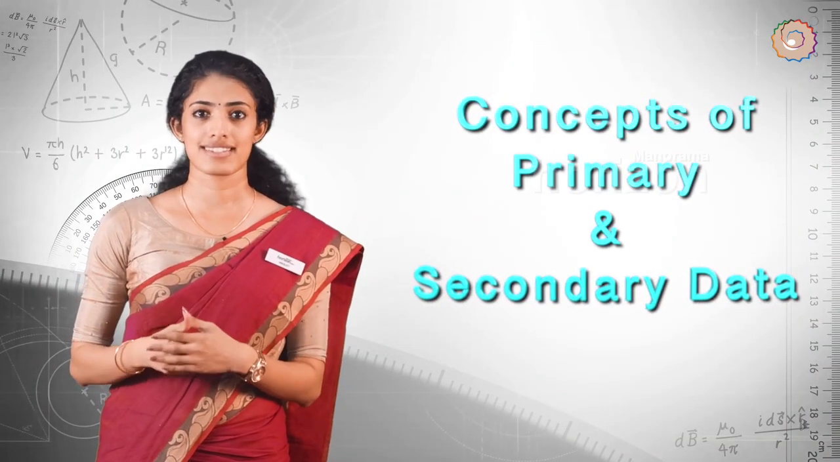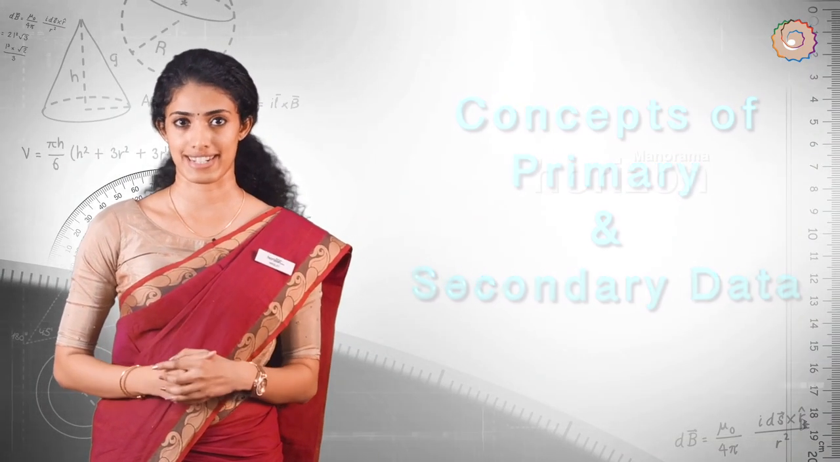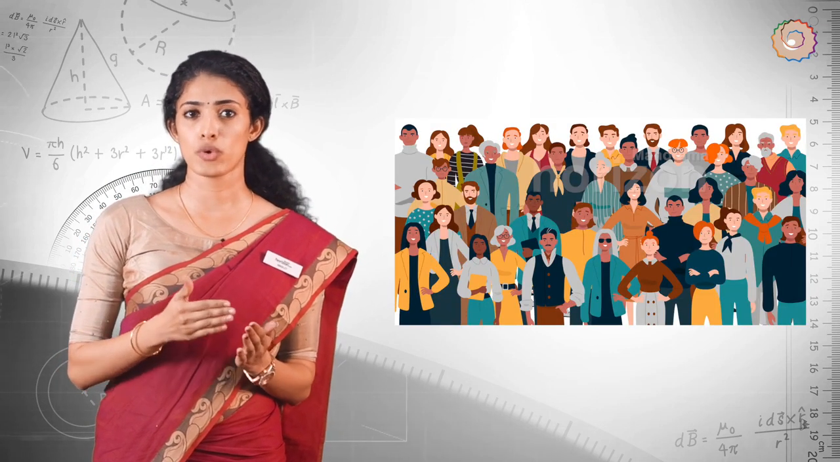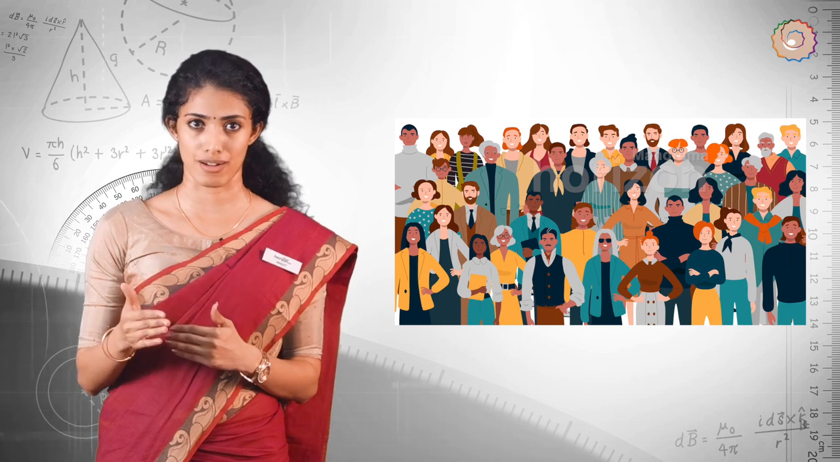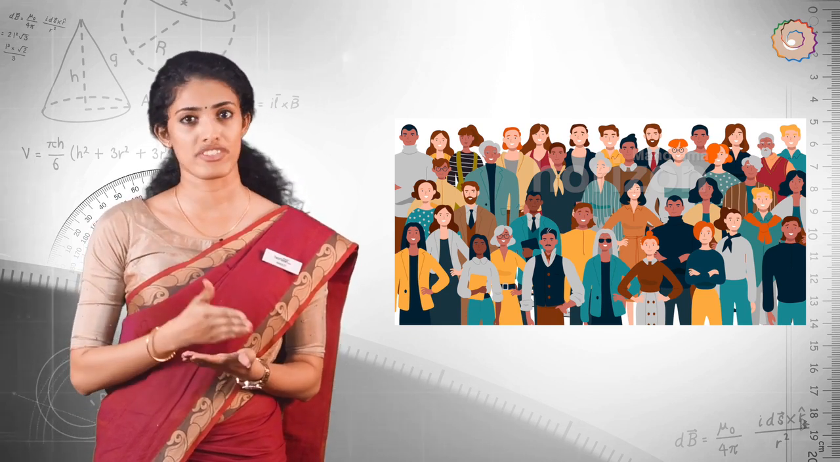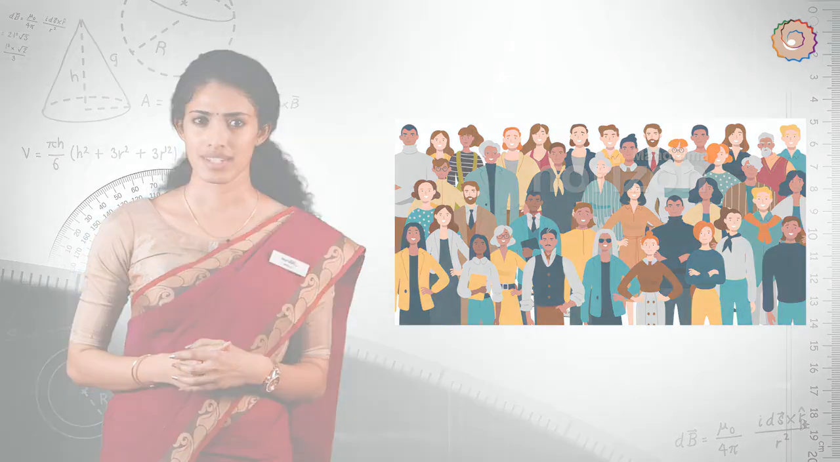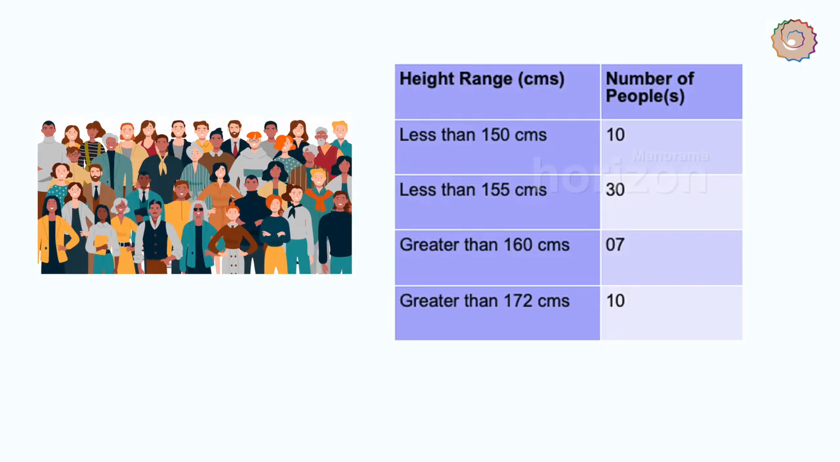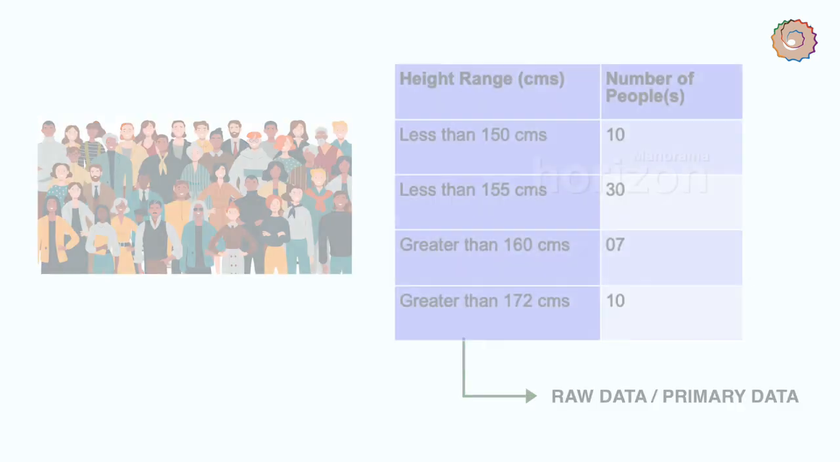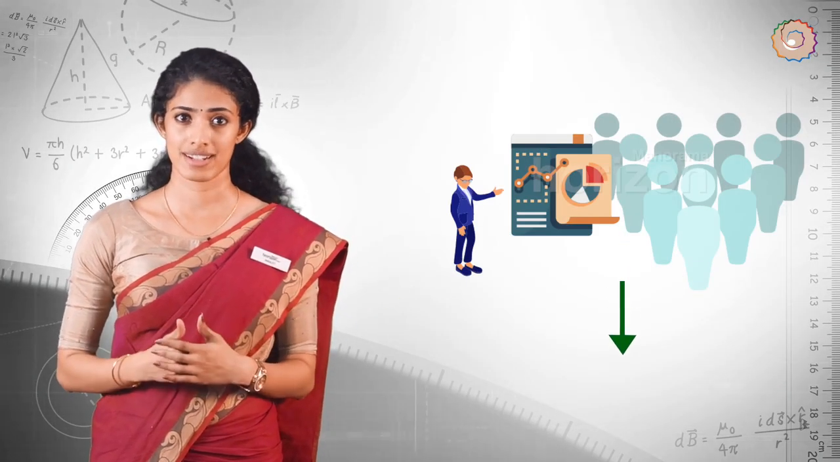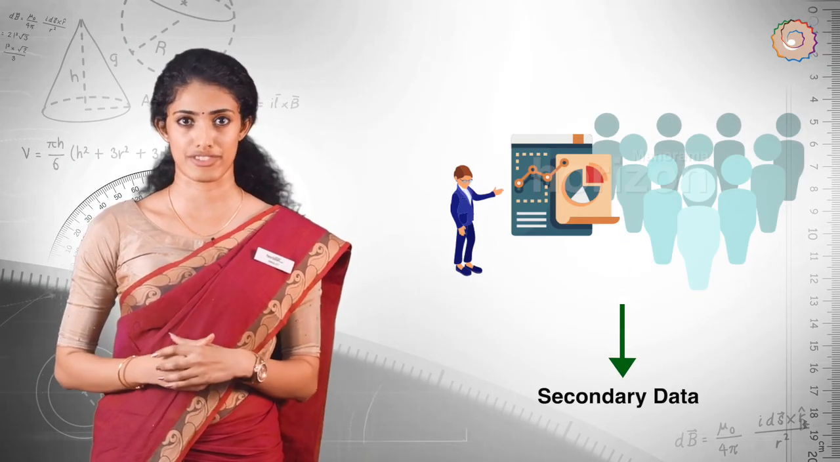Now, let's discuss the concepts of primary and secondary data. Suppose I want to understand the number of people who are more than 150 centimeters tall and between 120 and 150 centimeters in a population. How do I approach this problem? I need to measure the heights of each person in the crowd and tabulate the same. Here, the heights of the people are the raw data or the primary data. If a researcher makes use of this data that I've prepared, then the data becomes secondary data for him.